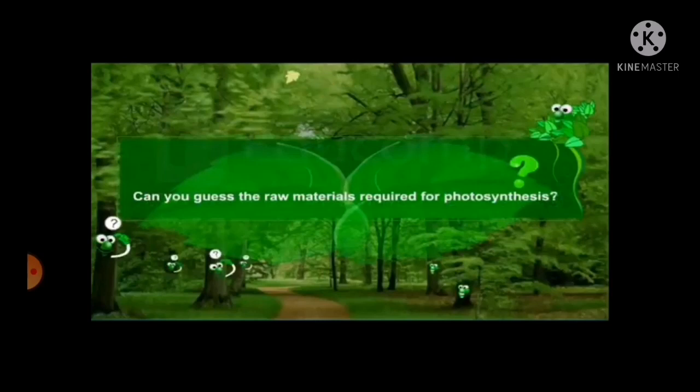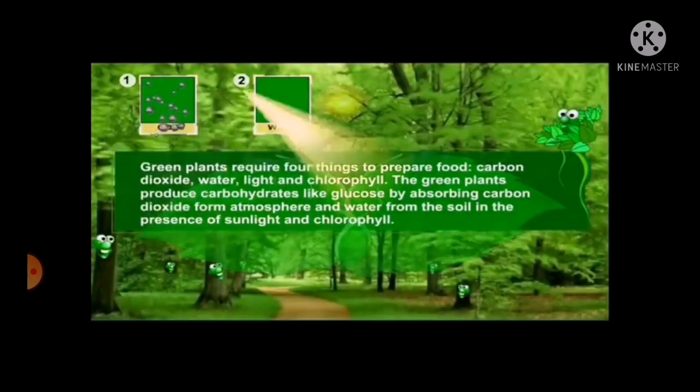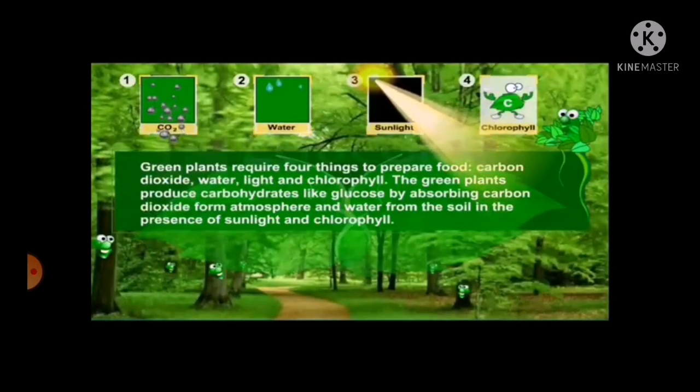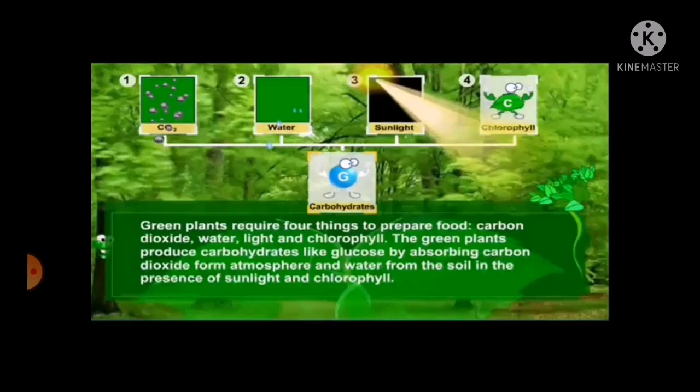Can you guess the raw materials required for photosynthesis? Green plants require 4 things to prepare food: carbon dioxide, water, light and chlorophyll. The green plants produce carbohydrate like glucose by absorption of carbon dioxide from the atmosphere and water from the soil in the presence of sunlight and chlorophyll.